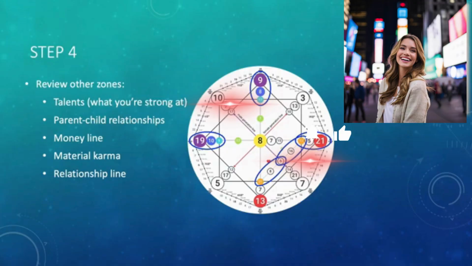Then you can review the money line. In this case, it's 11, 16, and 5. Then material karma, 11, 5, 21, and the relationship line. And also on the ancestors line, you can look at the smaller numbers. They will be in addition to the larger ones. However, if this is too overwhelming, I would suggest just leaving them to review for later.